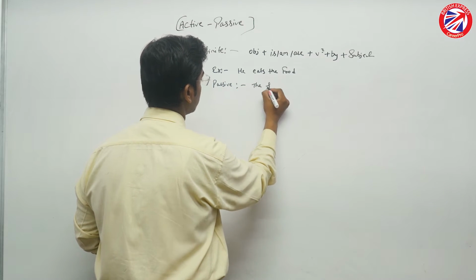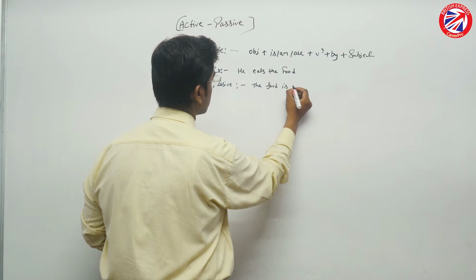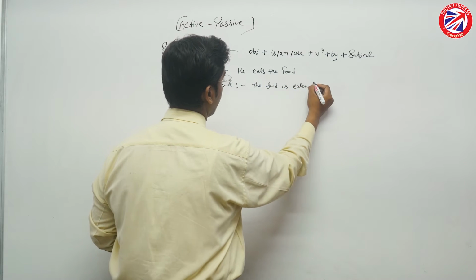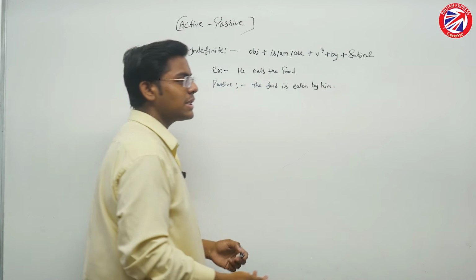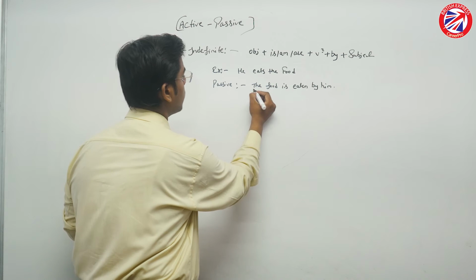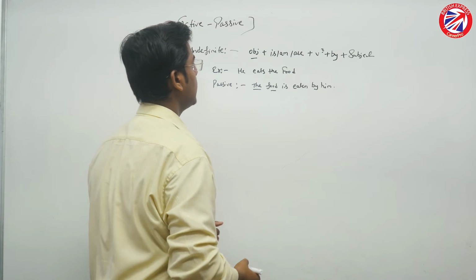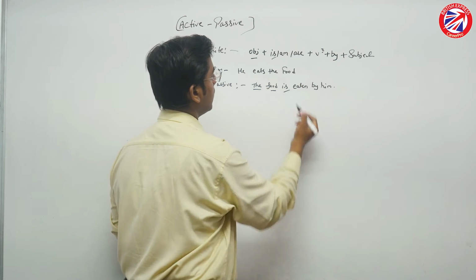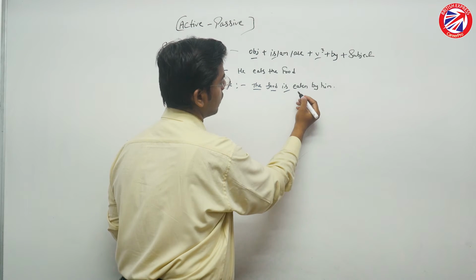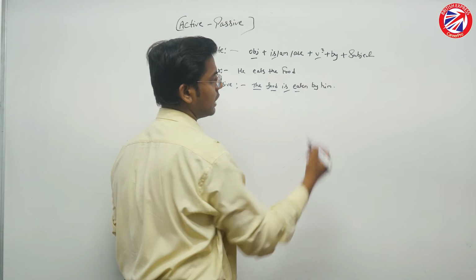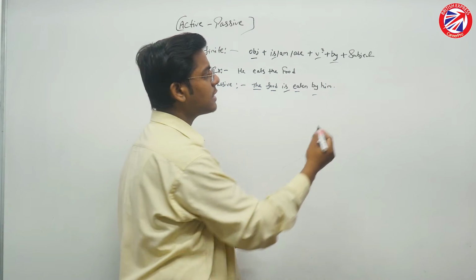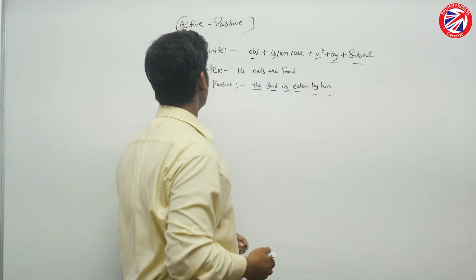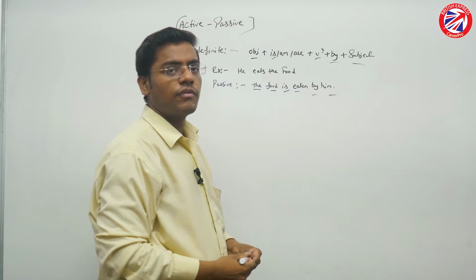the food is eaten by him. As you can see clearly, the food is the object, then we have used is, then V3, the third form of eat, which is eaten. After that we have used by, then we have the subject as well. So it is the rule of present indefinite.